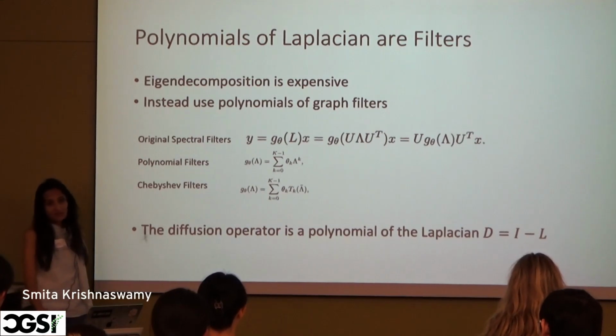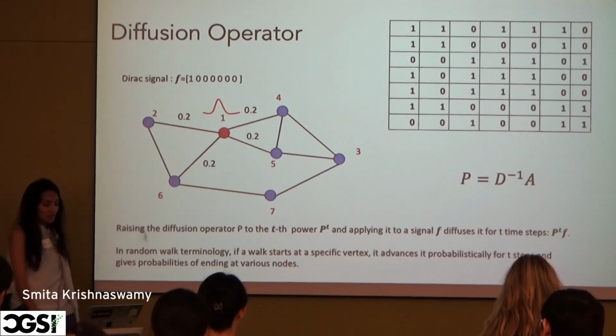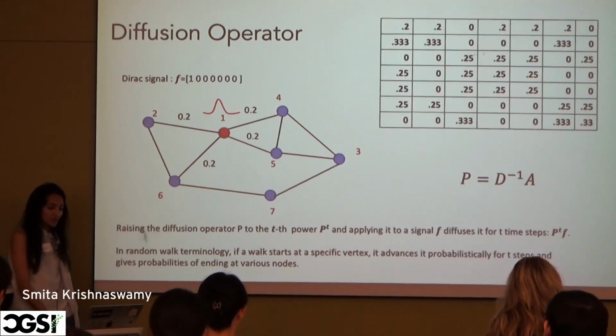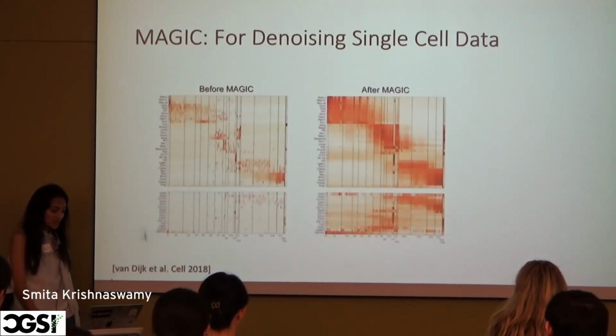So the diffusion operator itself is a filter where you don't have to eigendecompose. The diffusion operator is created by row normalizing your adjacency matrix and raising it to the t-th power, and applying it to your signal will diffuse that signal. So if you raise the diffusion operator to the t-th power and apply it to your signal, it'll low-pass filter your signal. It smooths the graph based on the diffusion probabilities, so it replaces each value with a weighted average of its diffusion adjacencies. This was the idea in our MAGIC paper from 2018, which recovers this data.